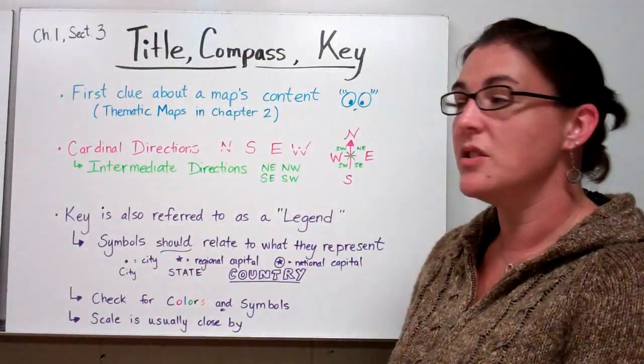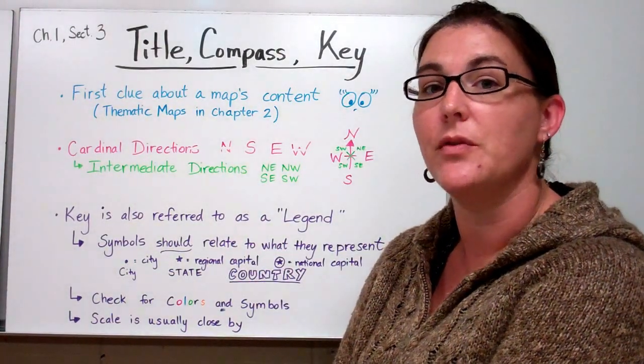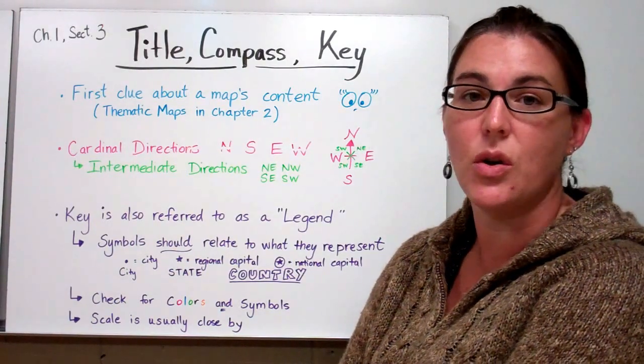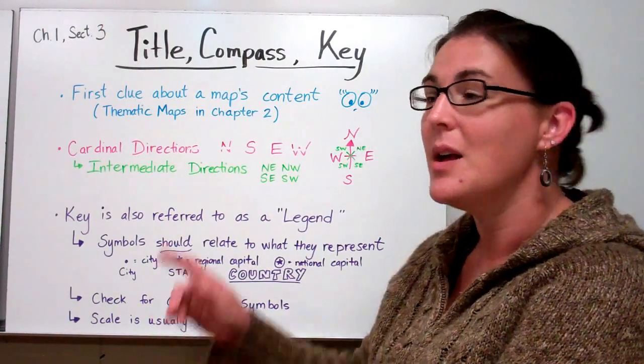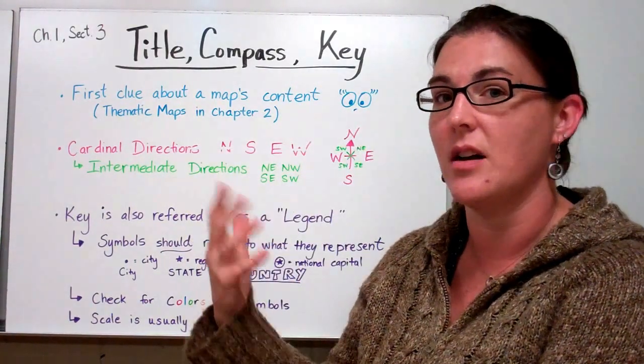So in Chapter 1, Section 3, we're talking about the title, compass, and key, those features on the map that will help you find your way around. The first clue about a map's content is the title. So while it's something that you know is there, make sure you look at it because it's going to give you an idea of what exactly is on that map.